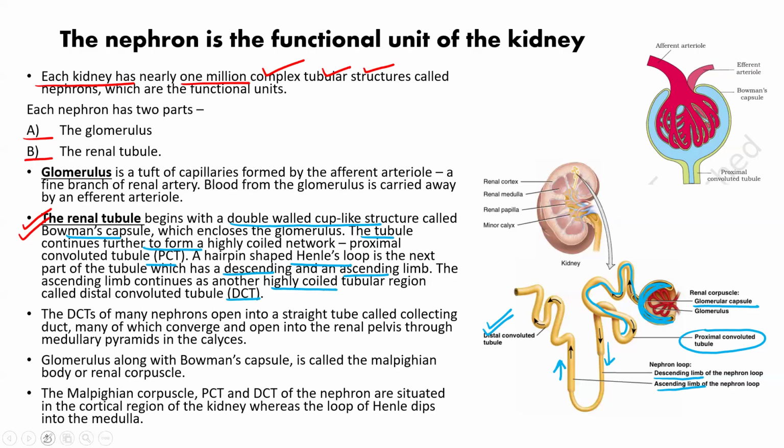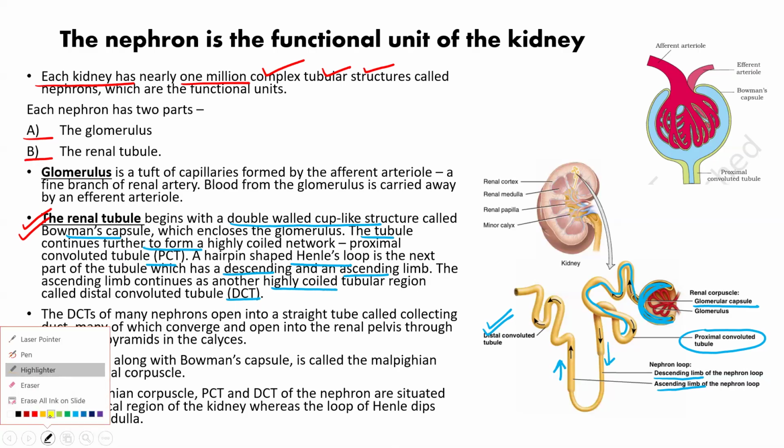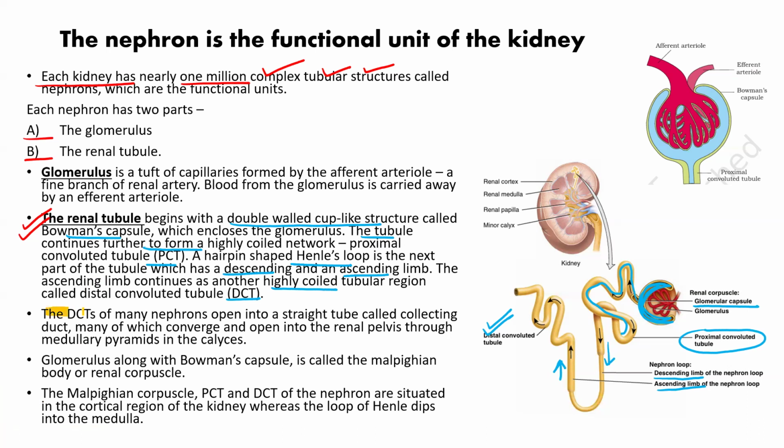Now please understand one very important point. Collecting duct is not a part of a nephron, because the DCT of many nephrons open into a straight tube, that is the collecting duct, and they converge and open into the renal pelvis through the medullary pyramid. Already we have studied this in the previous video. Please, you can check it.